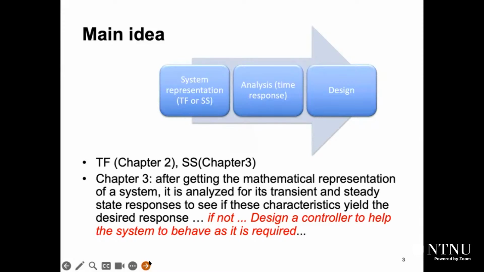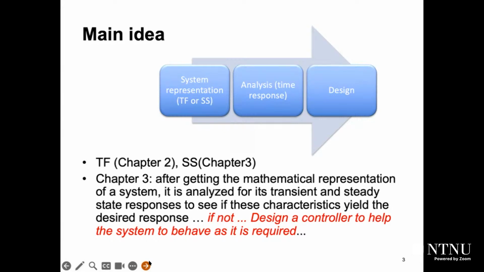So the main idea again, because now we need to just cover things from chapter 2, chapter 3, and finally chapter 4. We need to have system representation. We can represent a system as a transfer function or in state space. Transfer function we covered in chapter 2, and the state space representation we covered in chapter 3. Now in chapter 4, we need to analyze the time response. And once we analyze the time response, we will be able to characterize the performance of the system. And in this case, we will be able to design a controller to achieve those design requirements.